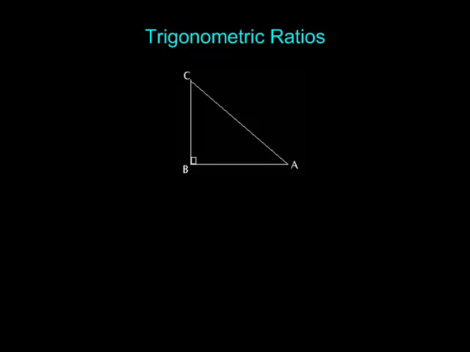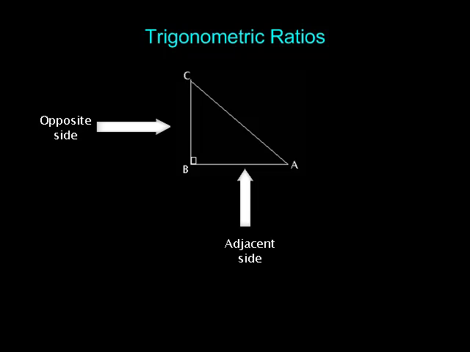If A is an acute angle of a right angle triangle in which angle B is a right angle, then the side BC is the opposite side, side AB is the adjacent side of angle A, and side AC is the hypotenuse.